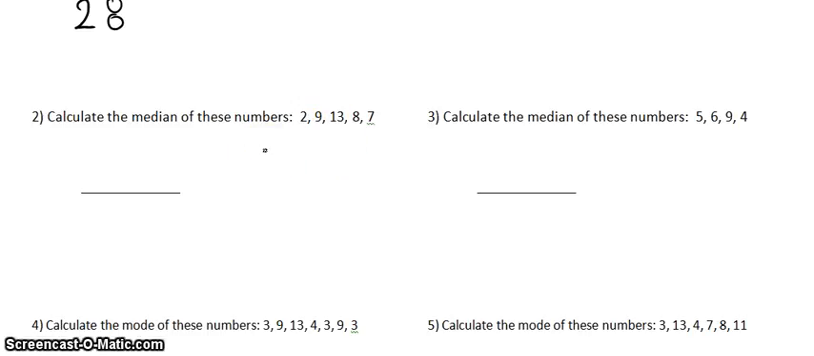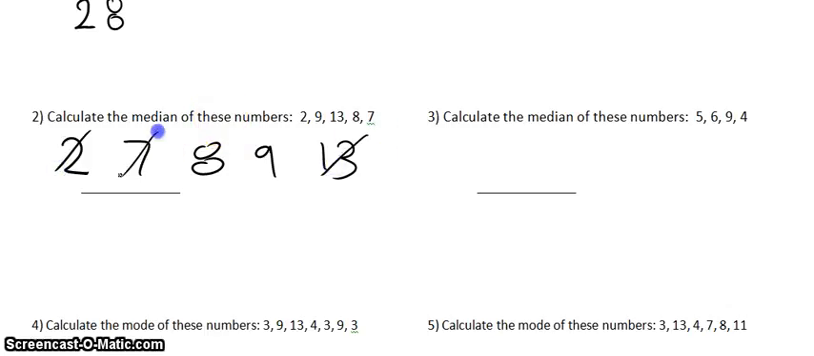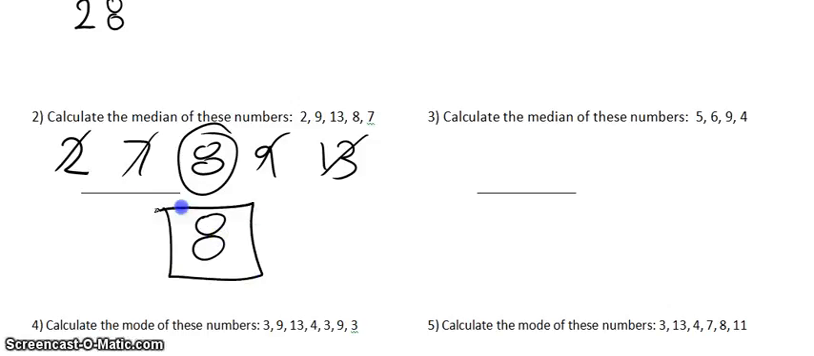The most common mistake in finding the median is to not put the numbers in order first. You do have to put those numbers in order and then find the middle one. So I'm going to go ahead and write these numbers from smallest to greatest. That will be 2, 7, 8, 9, 13. I'm going to just go ahead and cross off smallest, biggest, smallest, biggest until I get to the middle. That means that 8 is my median.